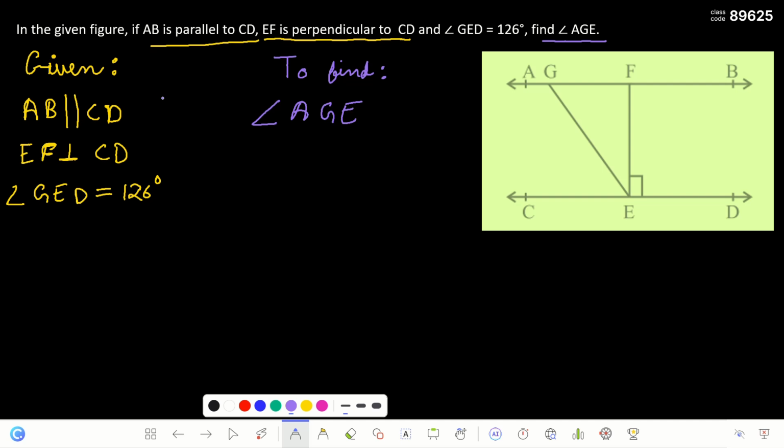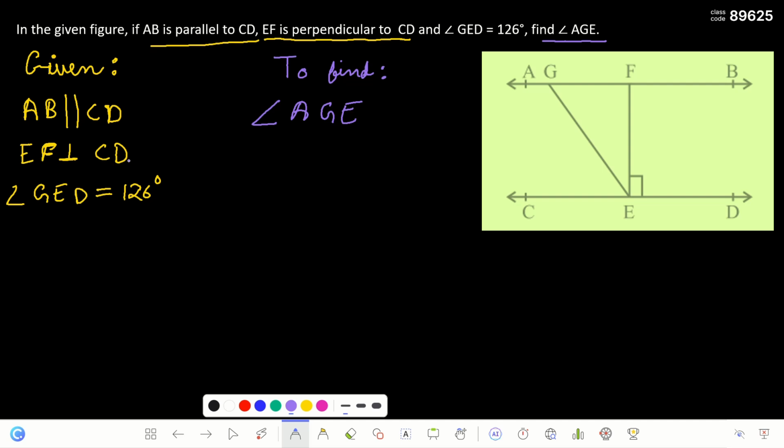Now, that's the first step. Write everything given, write everything that you're supposed to find. Now, go ahead and transfer this information onto the figure that you've been provided with. If you don't have a figure, draw a figure. If you have a figure, transfer all this information onto the figure. AB is parallel to CD. That is pretty much evident from the figure.